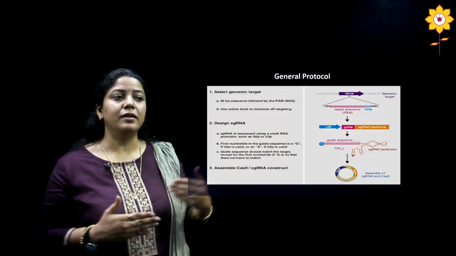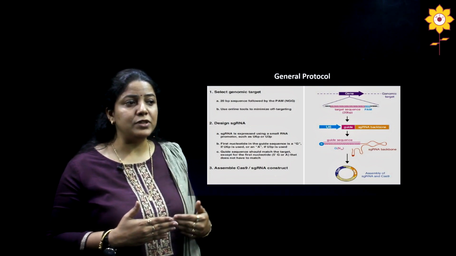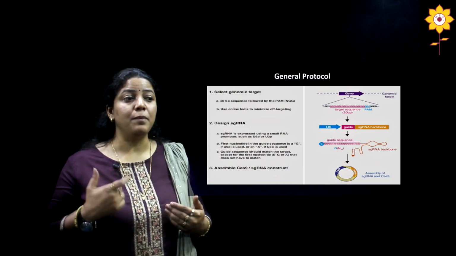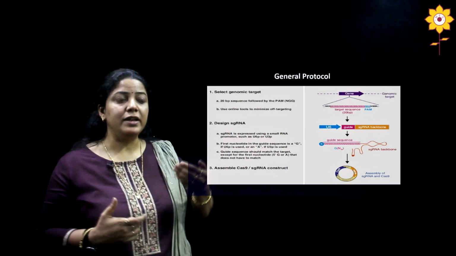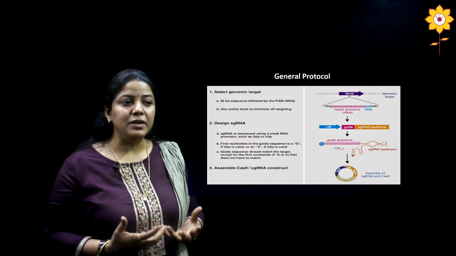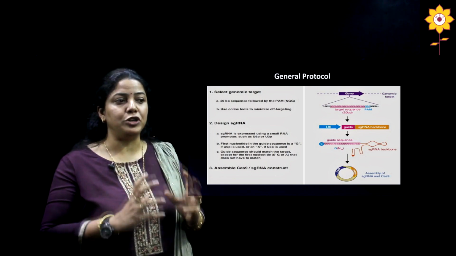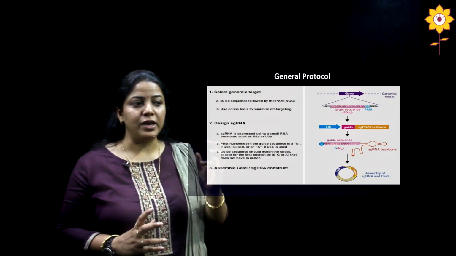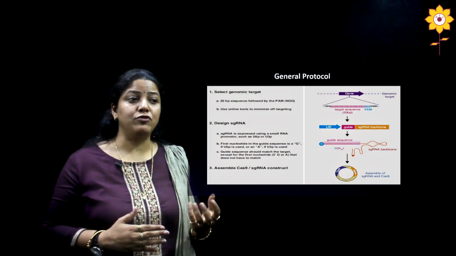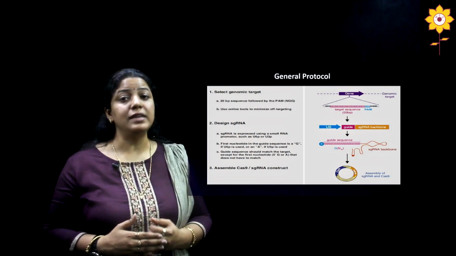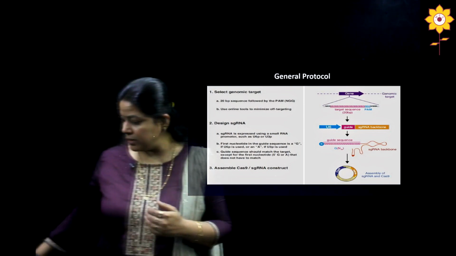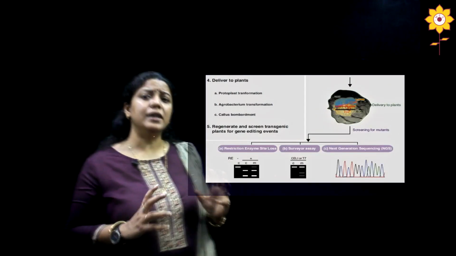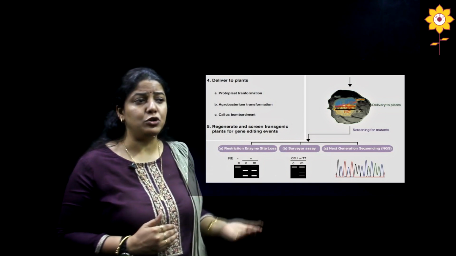So you have the guide RNA sequence, followed by your sgRNA backbone, connected to the promoter sequence. Once the assembly is done, the construct is made. In the same way, the plasmid has to be converted. In the assembly we also have to incorporate the Cas9 gene, so that once it's expressed, both are expressed together. Then once the construct is ready, it has to be delivered to the plants.